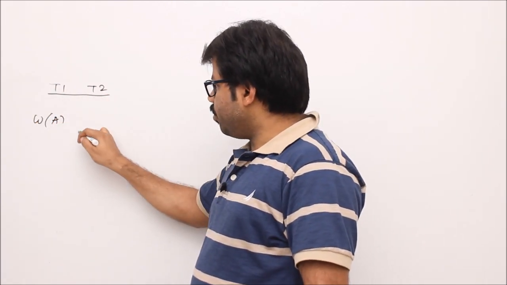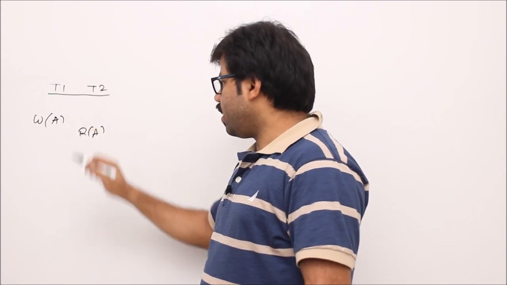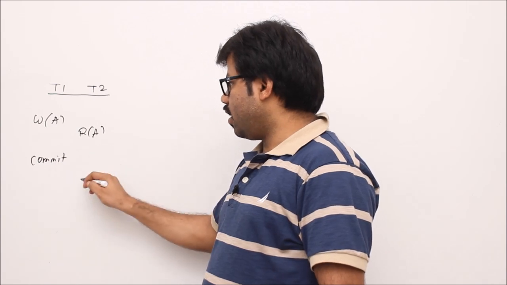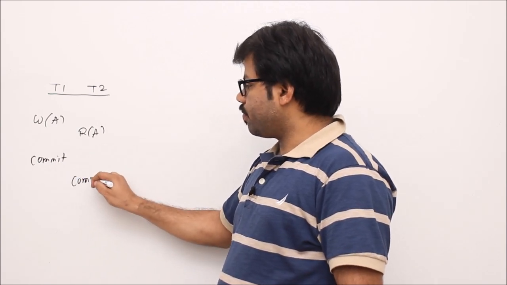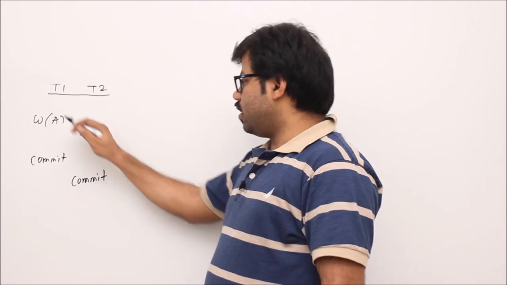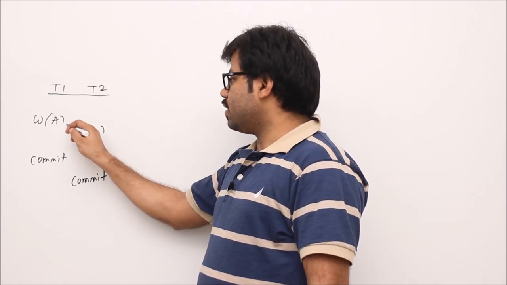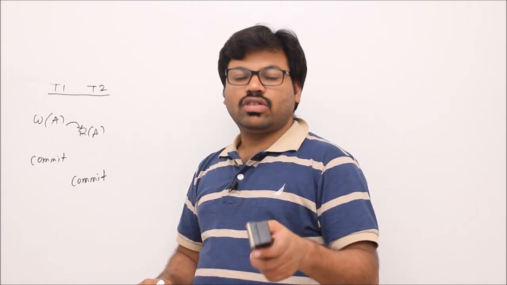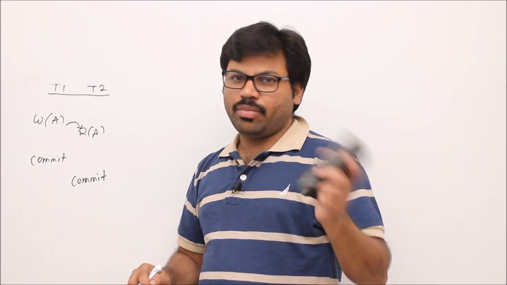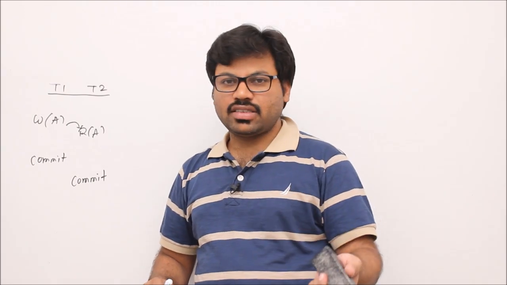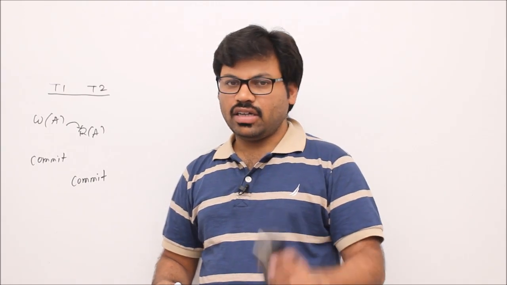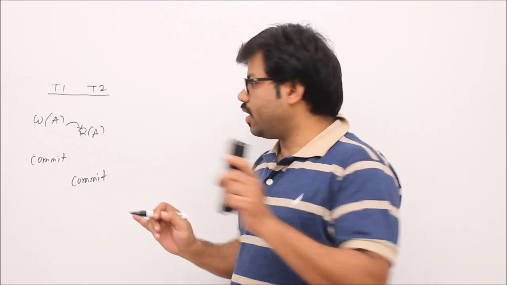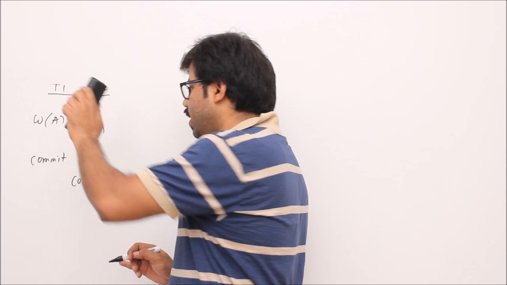So T2 is immediately reading, so that is a dirty read, correct? After that, let's say T1 commits. Then later, let's say T2 commits. Now definitely this schedule has a dirty read, correct? Whenever there is a dirty read, you know the problems. Your schedule may or may not be recoverable, and may or may not have cascading rollback, right? We will see that whenever there is a dirty read, there is definitely a cascading rollback. That's a problem, we know that, correct?